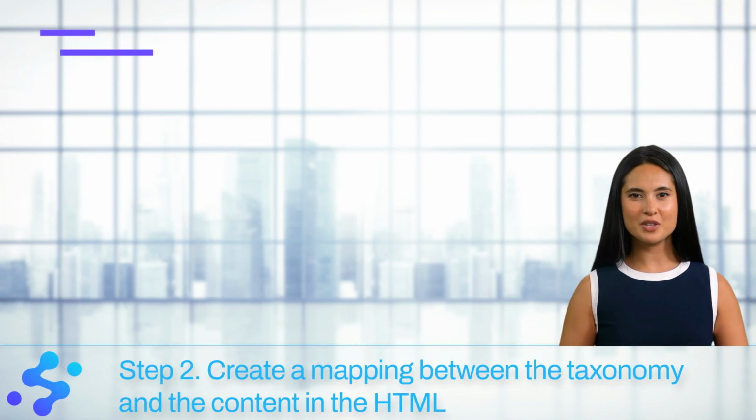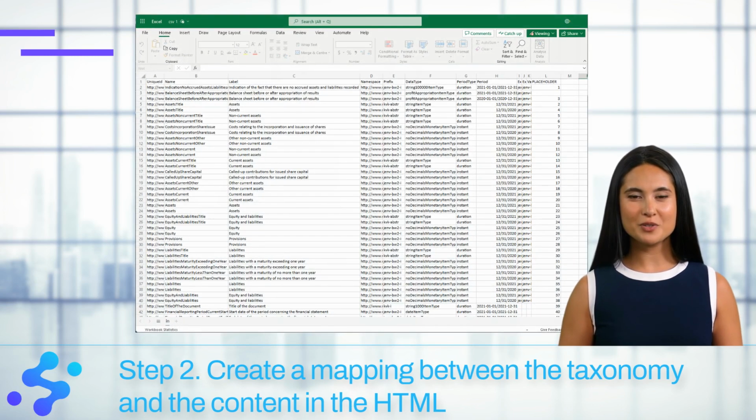Step 2. Create a mapping between the taxonomy and the content in the HTML. To create a mapping, we need to assign a placeholder to each element that we want to tag in our HTML report. A placeholder is a unique key that links an element from the taxonomy to a data point in the HTML source. For example, if we want to tag the revenue amount in our income statement, we can assign it a placeholder like revenue. Let's define and set placeholders.